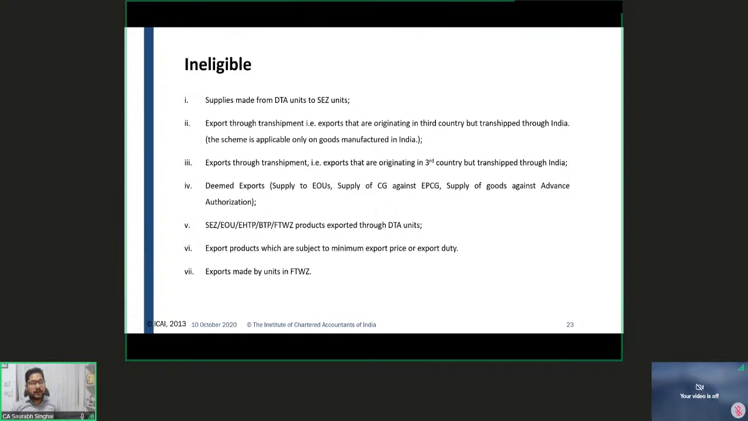Who uses FTWZ? Free trade warehousing zone. Who uses them? People who import and export but do not want to pay duty. They can import in FTWZ and export without making any duty, any BCD.